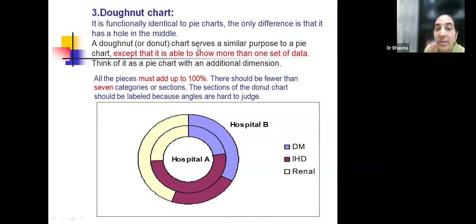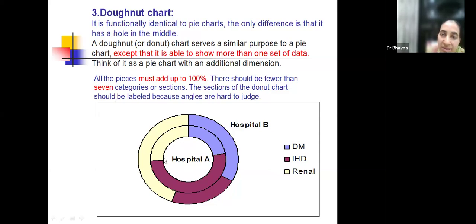A donut chart serves a similar purpose to a pie, except that it is able to show more than one set of data. See, we're talking about hospital A here. We're talking about hospital B here. So it is similar to what? It is similar to a multiple bar chart. Why? Because in a multiple bar chart also you could compare more than one category, two or more. Okay. In a donut diagram also it is possible to compare two variables or two hospitals or two diseases, anything. More than one set of data can be compared.